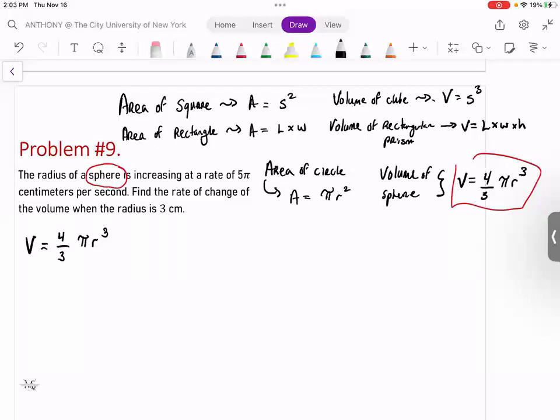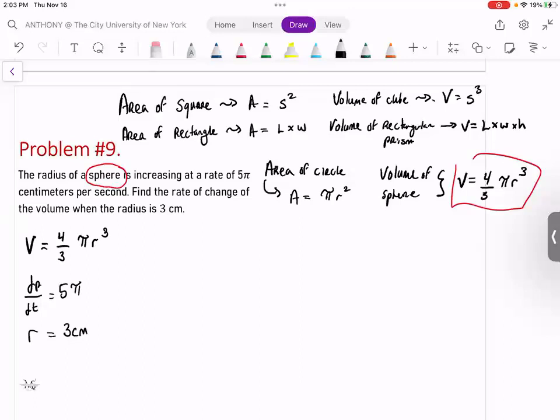All right. Now, we know that the radius of the sphere is increasing at a rate of 5 pi. So what would that be? Do you think that's going to be dV/dt or dr/dt? That's right. It's going to be dr/dt is equal to 5 pi. I'm omitting the units for now, but I'll put the units at the end later for this problem. We have the value of r is equal to 3 centimeters.